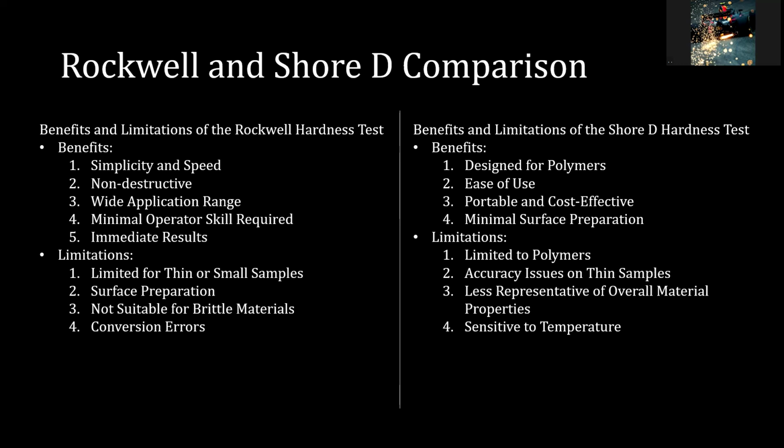In contrast, the Shore hardness test offers precise and specific readings, especially for softer materials like plastics and rubbers. It is portable, easy to use, and non-destructive. However, Shore is limited to testing plastics and rubber, and it can produce inconsistent results due to temperature variation, which requires careful control during testing.